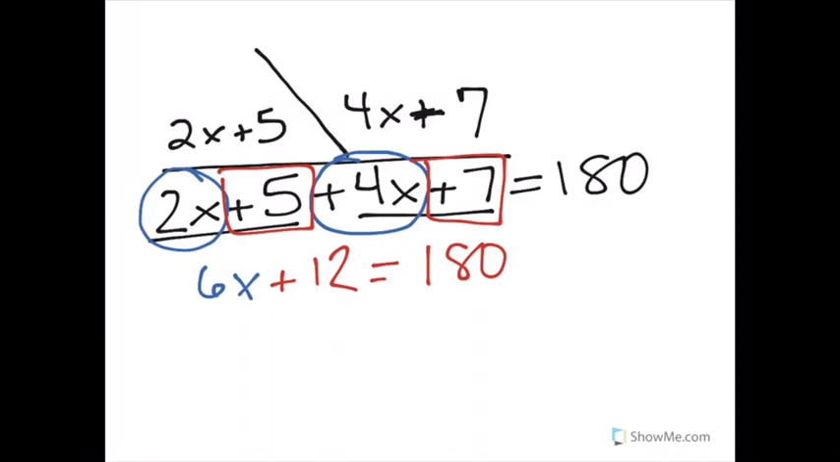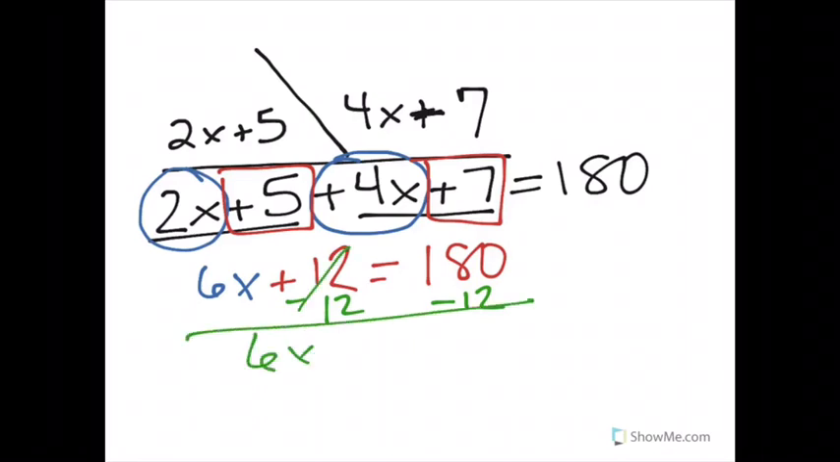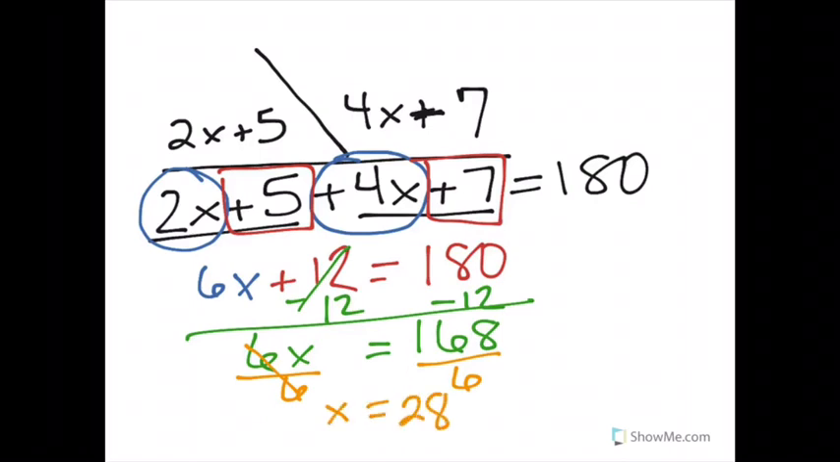Now we would subtract 12 from both sides of the equation. We show that by subtracting. And we are going to get 6x equals 168 degrees. Now, that's shared with 6 parts. So here we're showing multiplication. The opposite of multiplication would be division. So we're going to divide both sides by 6. And we get that x equals 28.